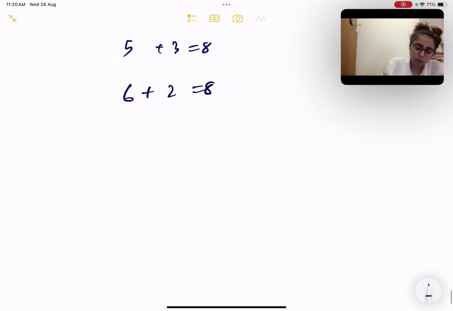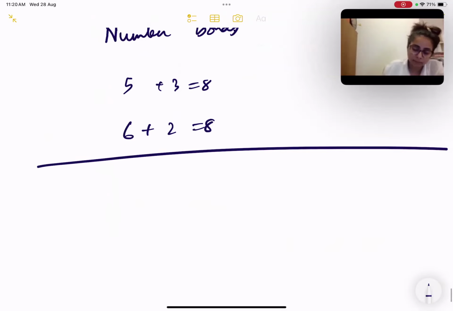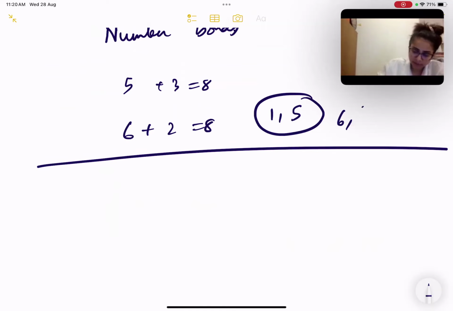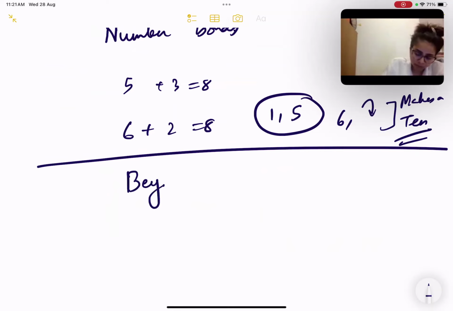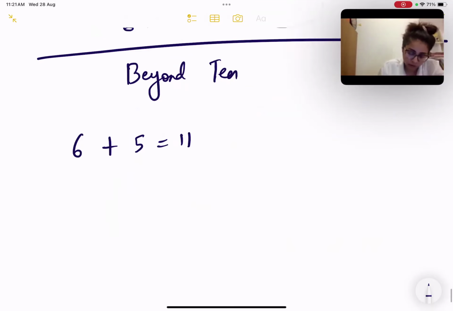So now when I give them numbers, let's add 2-digit numbers. Right now, these numbers were from 1 to 5, or a 6 and a number that makes a 10. We've not gone to any number beyond 10. Right now, I want to move on to numbers beyond 10, which means that a 6 plus 5 is an 11. So how am I going to teach this to a child?